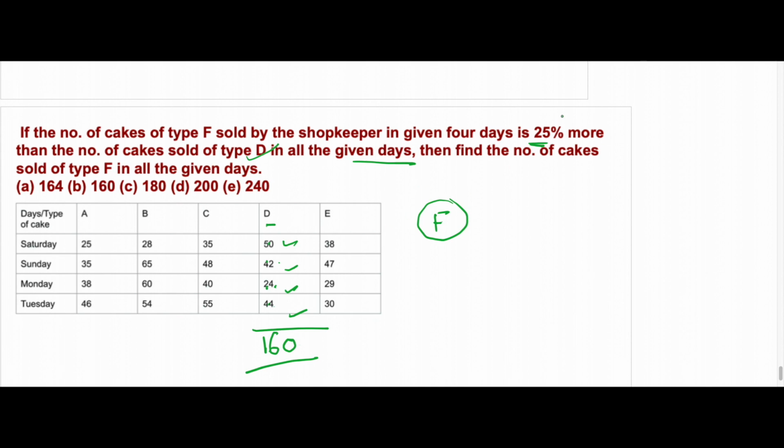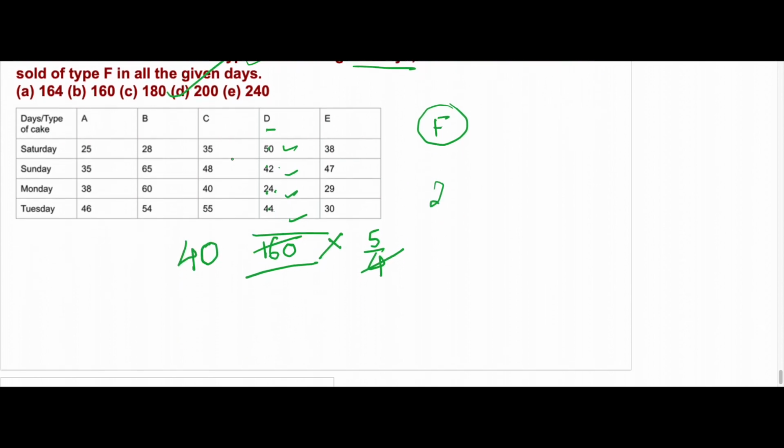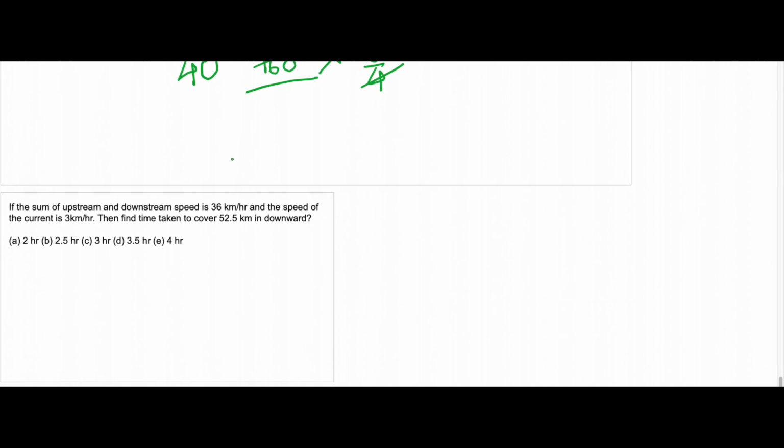And then what do you have to do? We have to just make this plus 25%. Plus 25% means 5 by 4. So cancel it by 4. So 40 into 5, which is 200. Option D. Okay. Now we have questions on arithmetic.